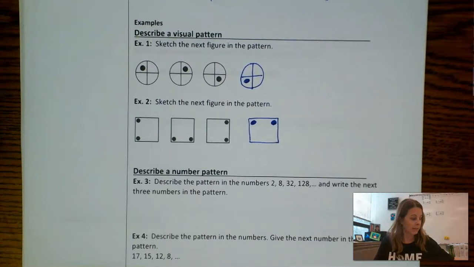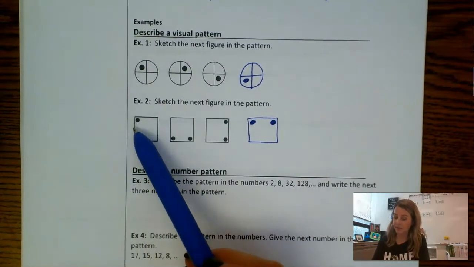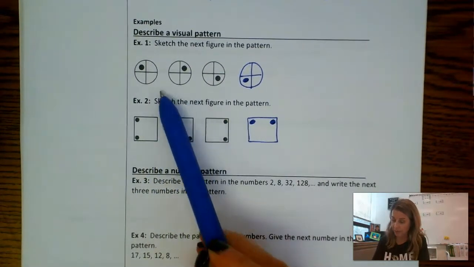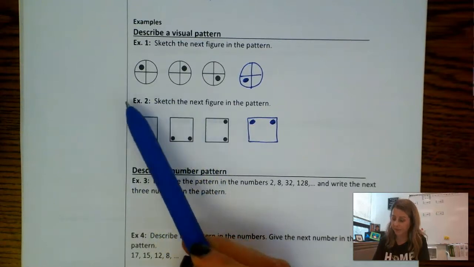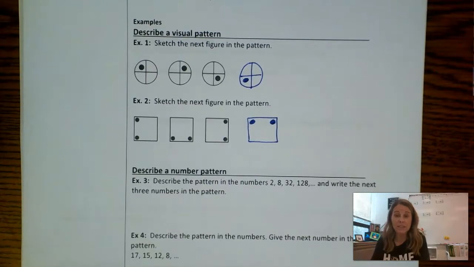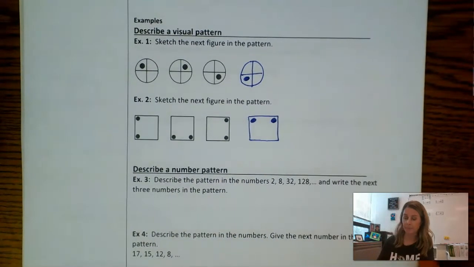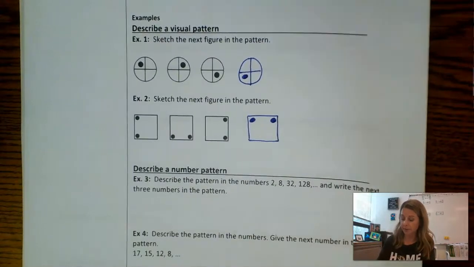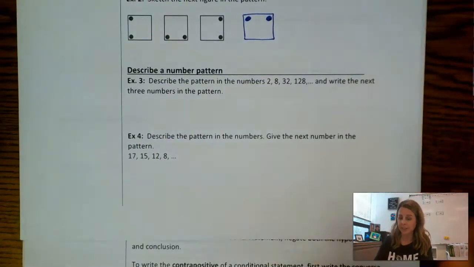Okay, so I am observing that the 2 dots seem to be traveling in a counterclockwise fashion, and so they should land at the top here. So that's inductive reasoning, something that you do on a daily basis. So let's keep going with patterns and describe number patterns next.